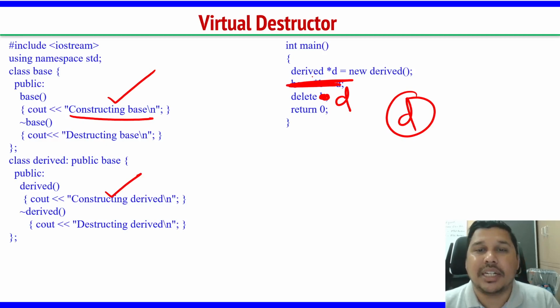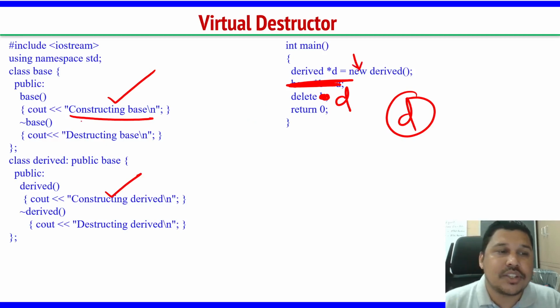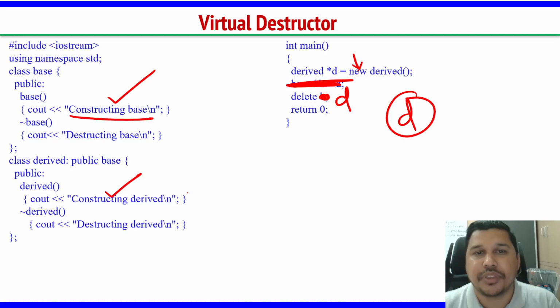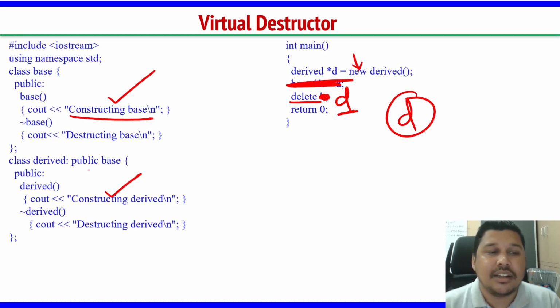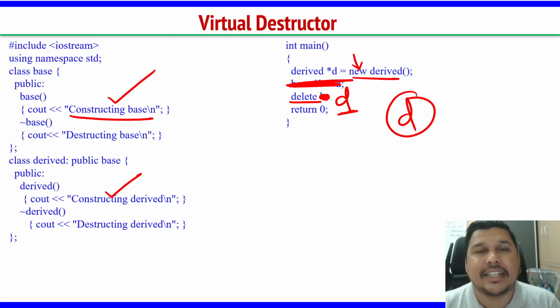See, this is simple. Derived star d equal to new Derived. I am creating an object. Memory allocation I am doing using the DMA technique. So constructing base will execute, then constructing derived will execute. When I write delete d, which one is getting deleted here? Delete d means this memory which I allocated dynamically will get deleted. That's it.